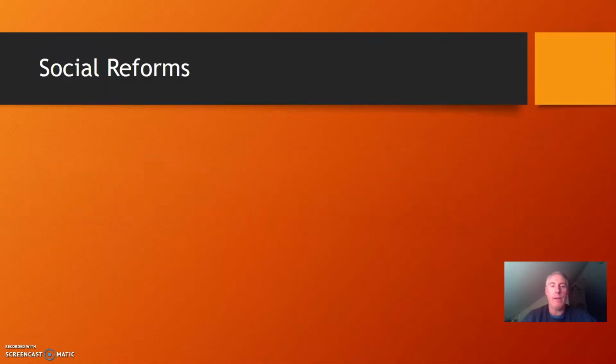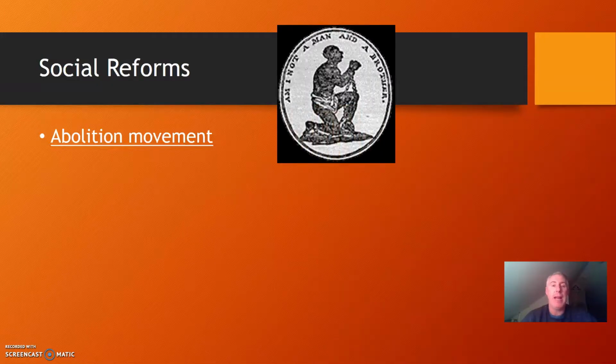First, let's talk about some significant social reforms that took place. A major one was the abolition movement. Now, abolition movement was about ending slavery. It gained momentum in the 1700s after the Enlightenment. And then in 1807, Britain was the first major country to end the slave trade.